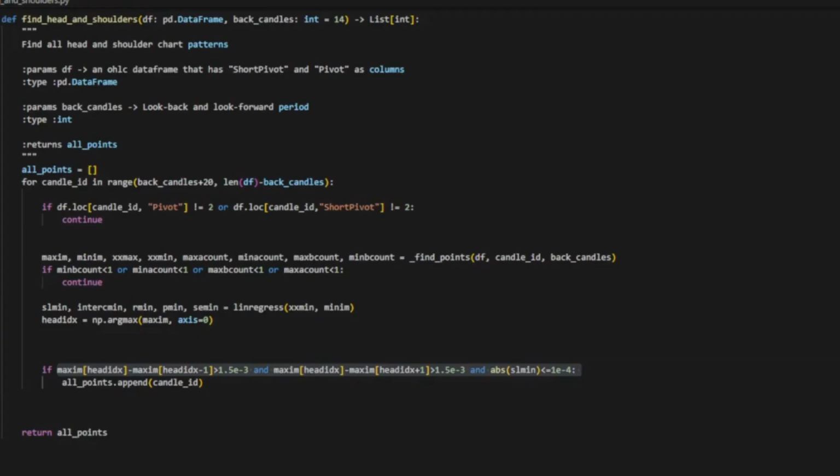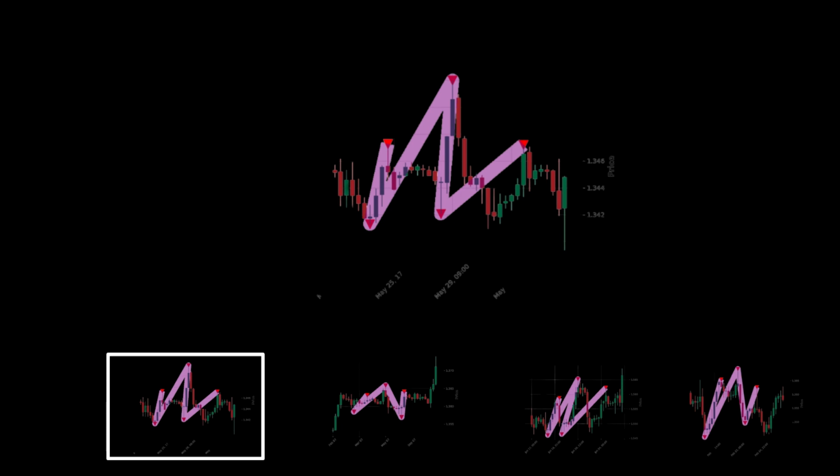Here is the function used to find the head and shoulders patterns. The function takes a data frame and the lookback period as parameters. The function loops over all points in the data and checks if a head and shoulders pattern occurs at that point. For a given point, we find the following: 1. Maxima, 2. Minima, 3. Indexes of minima and maxima, 4. Count of minima and maxima before and after the given point. Once we have the above, we run a regression on the minima. This is for the neckline of the pattern. Here are the conditions that identify the head and shoulders pattern. By fine-tuning the values, you will get different results. Here is a sample of the results.